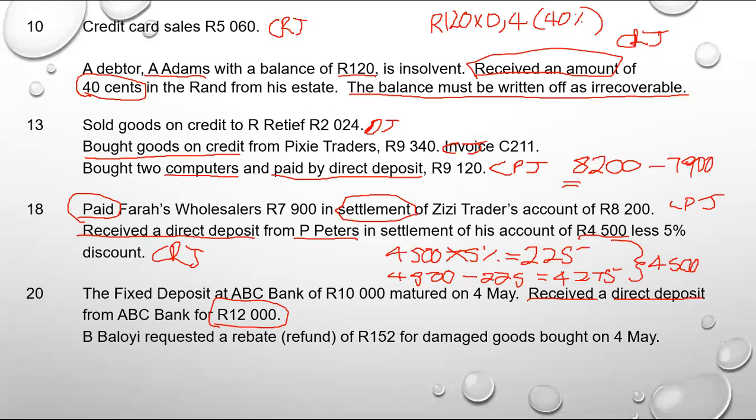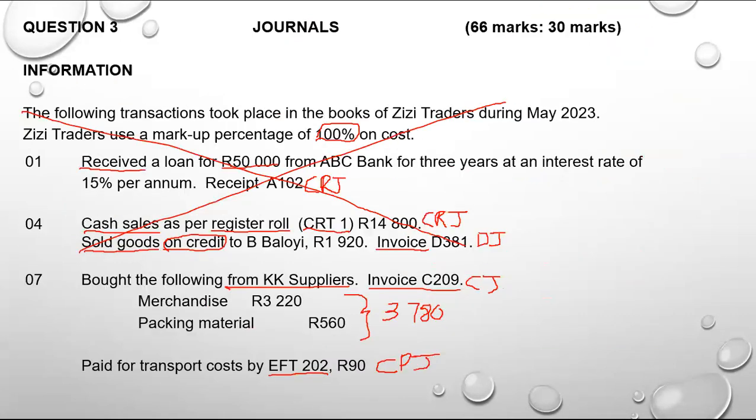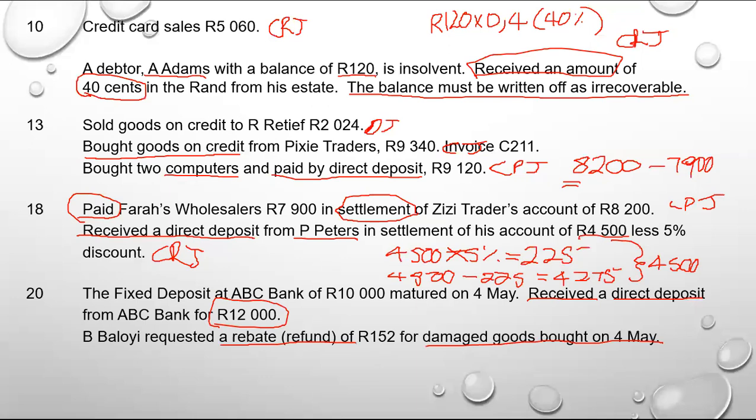It says B below requested a rebate or a refund for damaged goods bought on the 4th of May. Let's go to the 4th of May and check what they're talking about there. On the 4th of May, which is this one here, we sold goods to B below. So that refund or rebate is a reduction of the purchase price. And the reduction of the purchase price goes to debtors allowances general because B below is a debtor to us. If B below was a creditor, it would go to creditors allowances general, meaning it would have been us requesting the refund. But here it's not us requesting the refund.